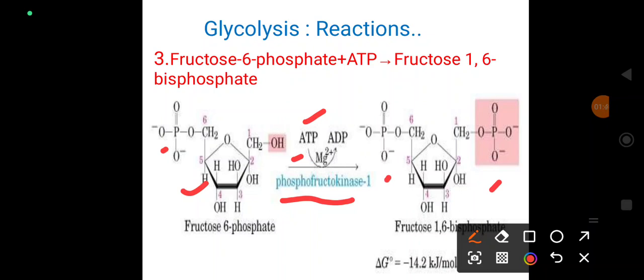It is called bisphosphate, not diphosphate, because the phosphates are not linked adjacent to each other. Diphosphate means the phosphate groups are attached adjacent to each other. So, it is named fructose 1,6-bisphosphate. This is the third step.